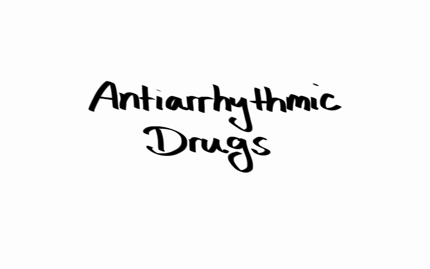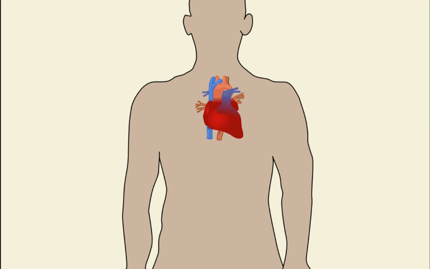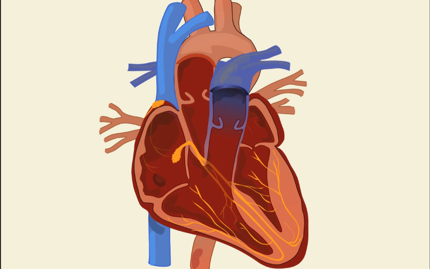In this lecture, I'm gonna talk about antiarrhythmic drugs, so let's get right into it. As you may already know, the pumping action of the heart is controlled by the heart's electrical system. The heart contains specialized cells that are able to create their own electrical impulses and send them to the cardiac muscle, causing it to contract.